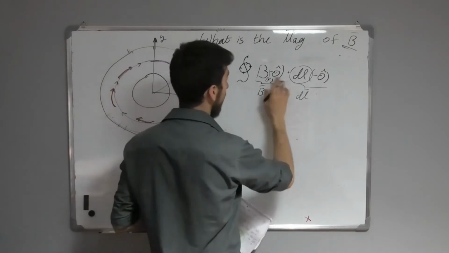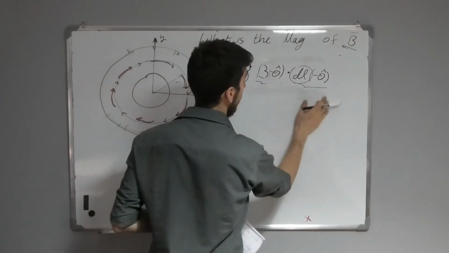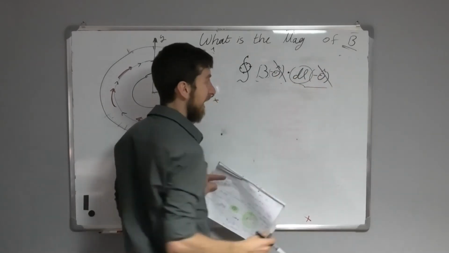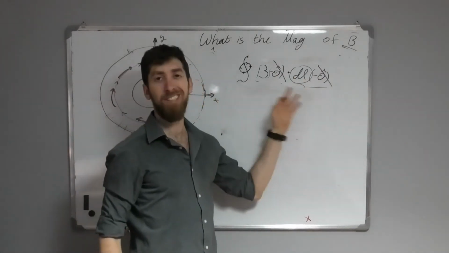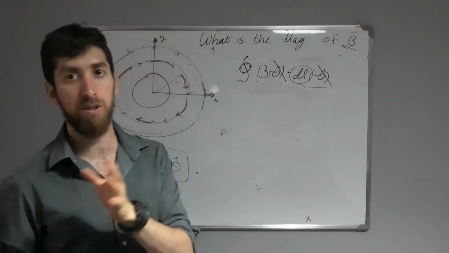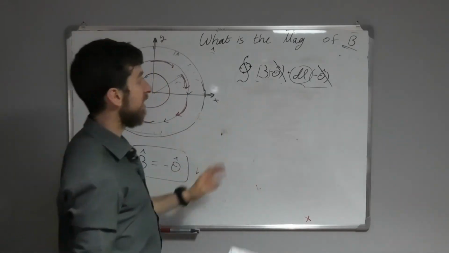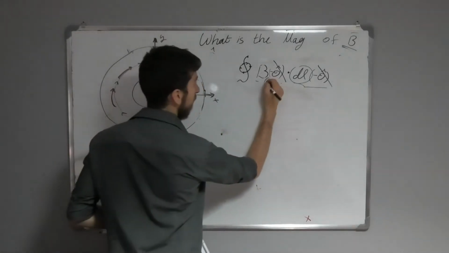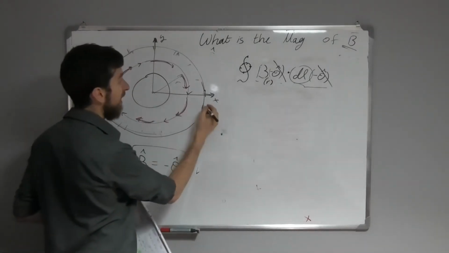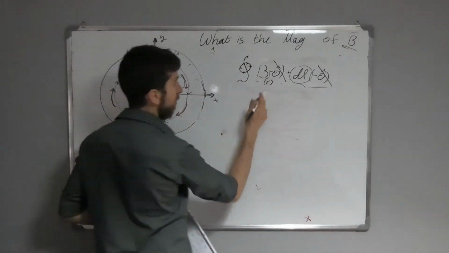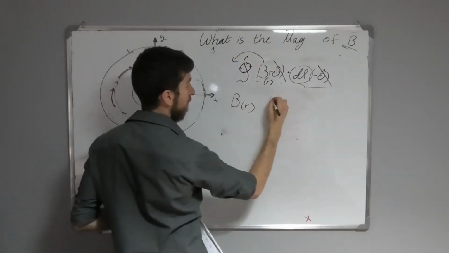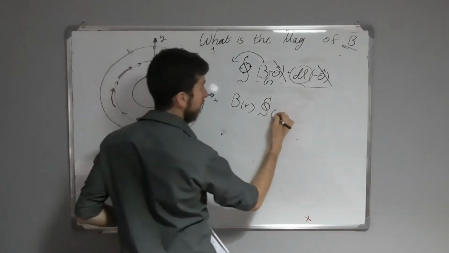First of all, let's talk about the angle. If we do a dot product between the two of them, they have the same angle, so the angle is 0. Cosine of 0 is 1, so I can get rid of it. And I know that the magnitude B is a function of r. It depends how far I am from the wires. So it's a function of r, so I can take it outside. So B as a function of r times the closed integral of dl.